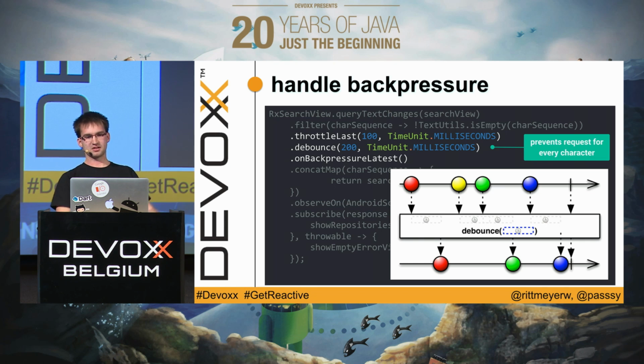And the last thing here is I added onBackpressureLatest, because maybe if my network call takes very long, even with this throttle last and debounce, I emit too many items. And basically, I don't want my observable to crash, so I added onBackpressureLatest because I'm always only interested in the latest item. So before I do the network call, I throttle and debounce everything, and then I wait and always use the last item. I don't care about the other items.